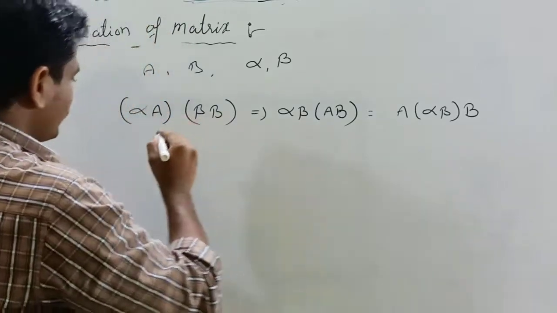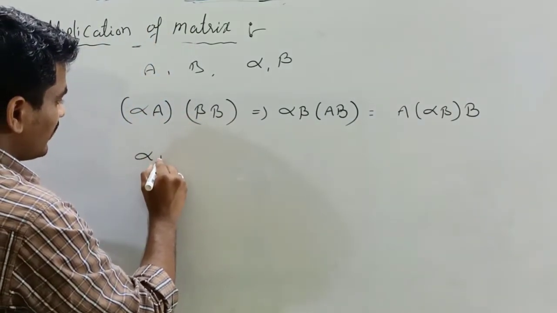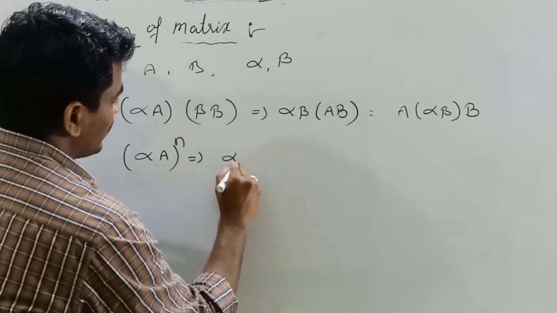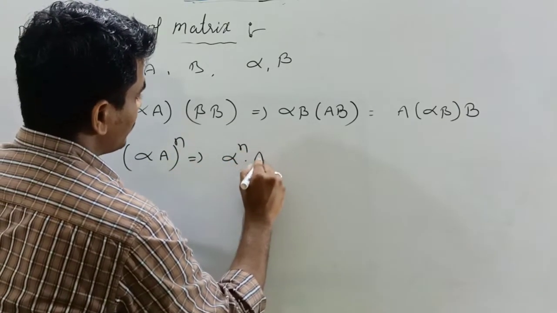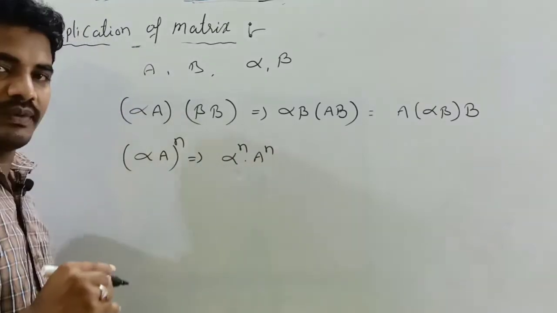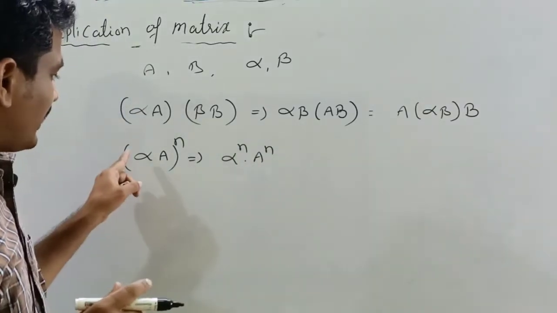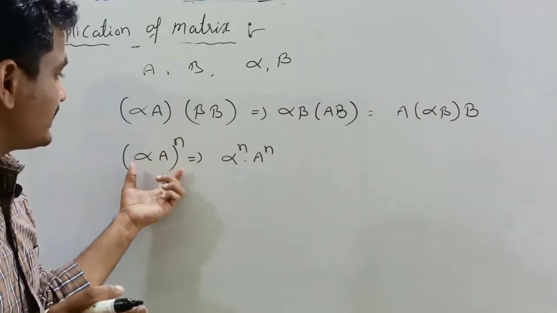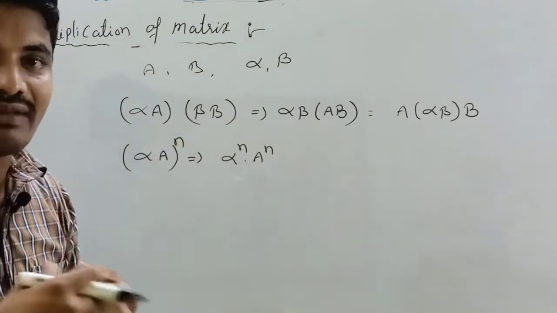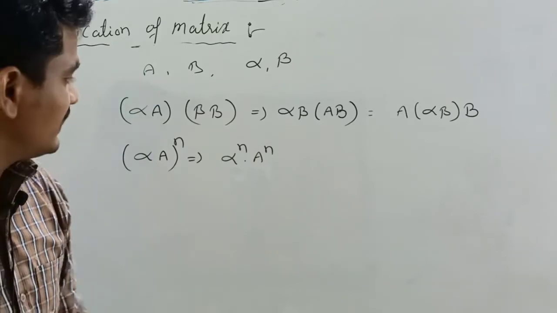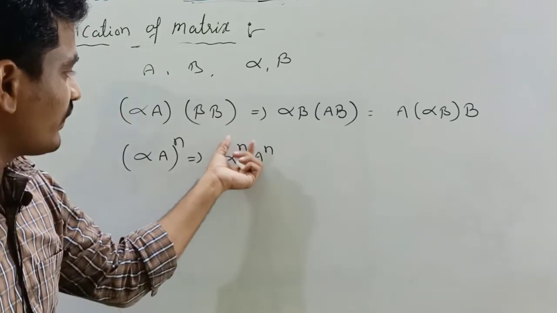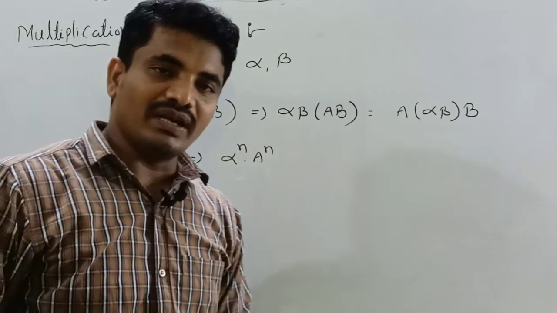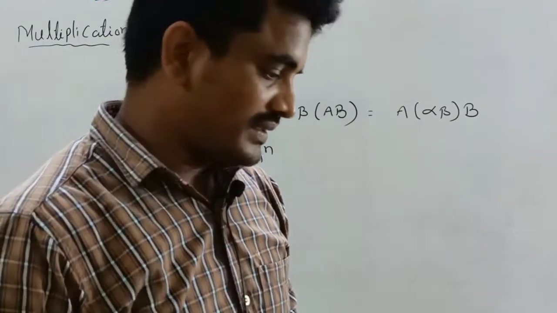And next, (alpha A) whole to the power of n equals alpha power of n into A power of n. If a scalar is multiplying with the matrix and this is taken to the power n, if I repeat n times, we can get alpha power of n into A power of n. So these are the properties of multiplication of matrices.